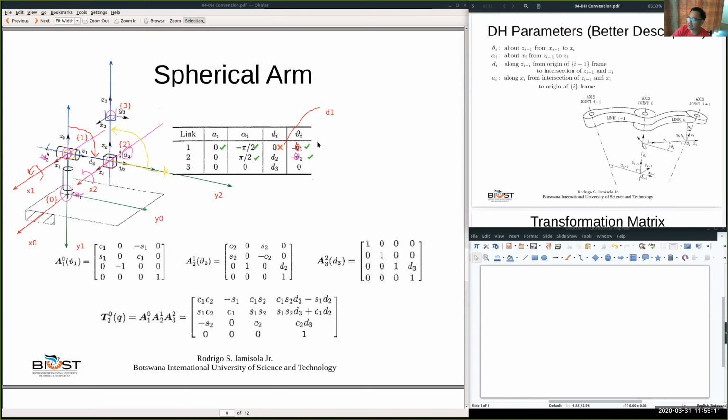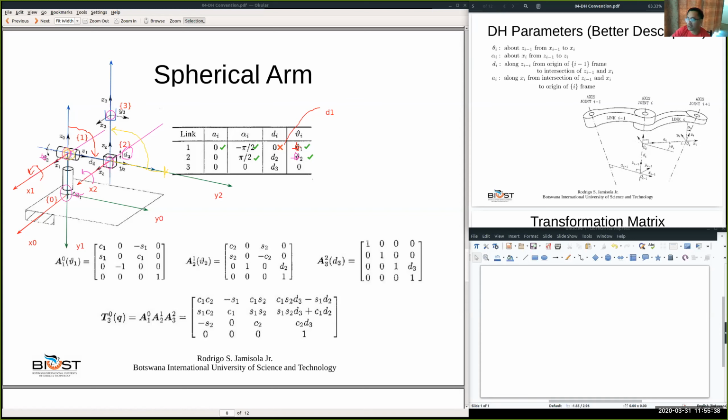Now we'll do distances. We're looking at D2 along Z1. So where is Z1? That is Z1. From origin of frame 1. Origin of frame 1 is that.